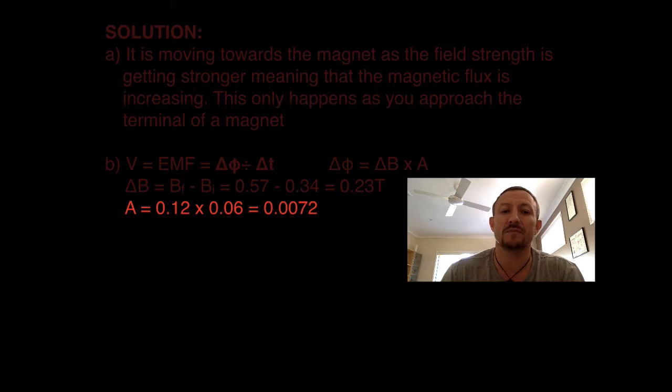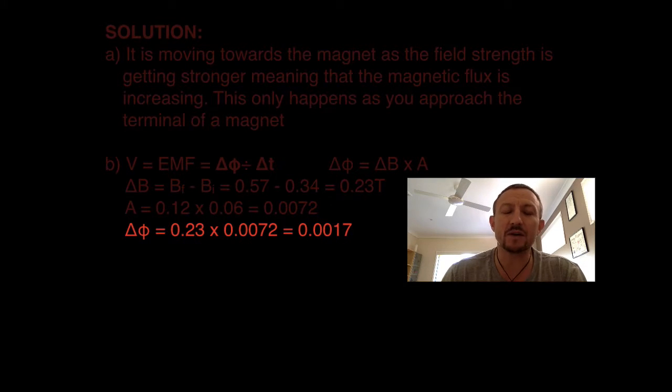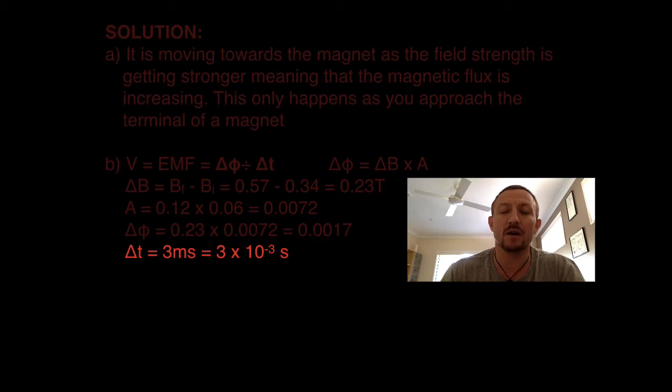Then I've got to calculate my area and convert it all into meters. So it's 0.12 times 0.06 gives me 0.0072 meters squared. I then need to work out my change in flux, or delta psi, which is the change in field strength times the area. So it's 0.23 times 0.0072 gives me 0.0017. Then I've got to divide that by the change in time. Time is 3 milliseconds, or 3 times 10 to the negative 3 seconds. So I divide 0.0017 by 3 times 10 to the negative 3, and I get a voltage of 0.55 volts.